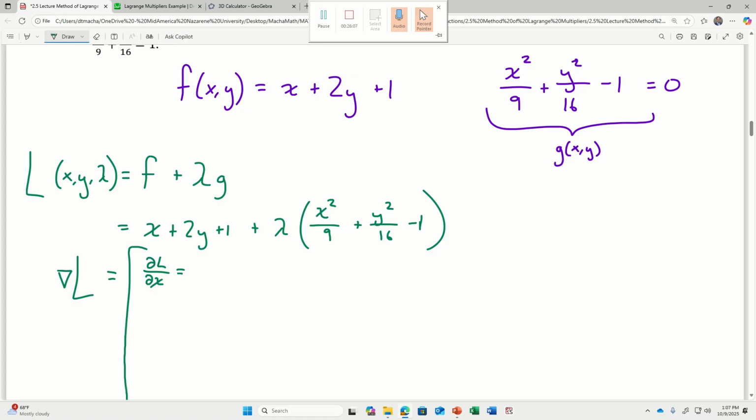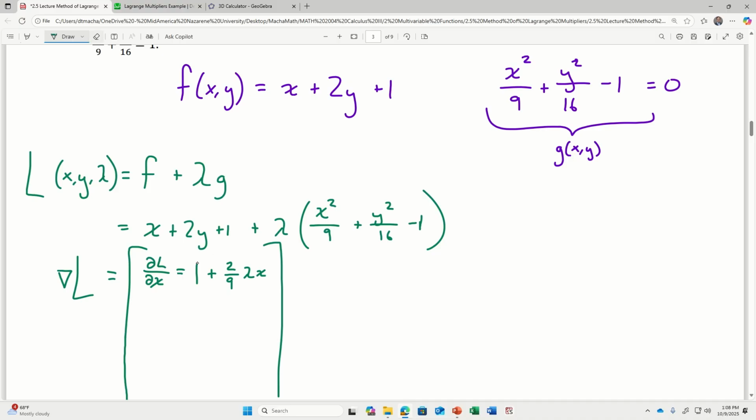That's going to be 1 plus lambda times 2x over 9. The next entry in my gradient of the Lagrange function is going to be the partial of L with respect to y. What is that? 2 plus lambda times 2y over 16.